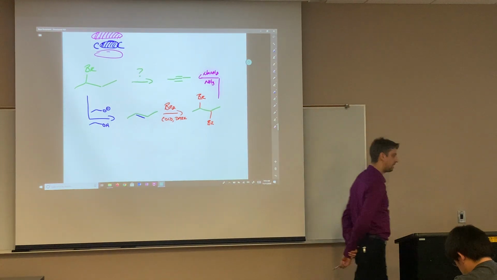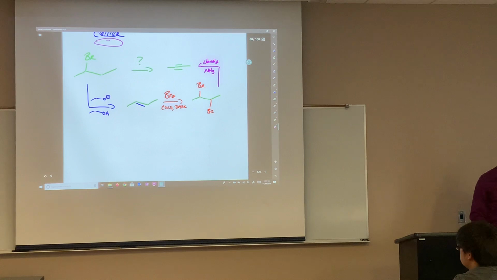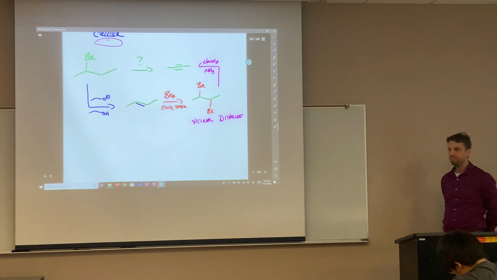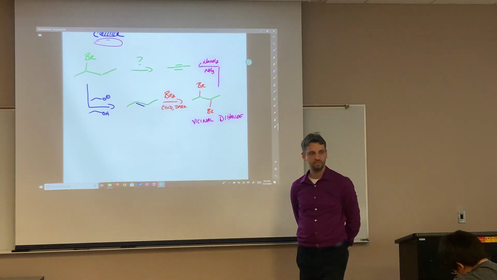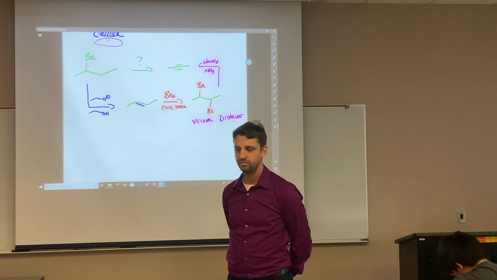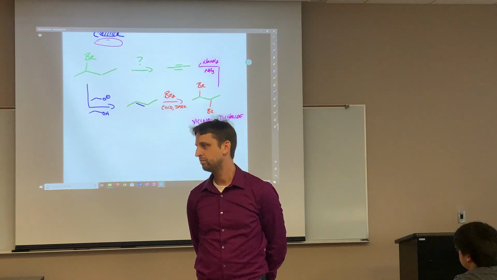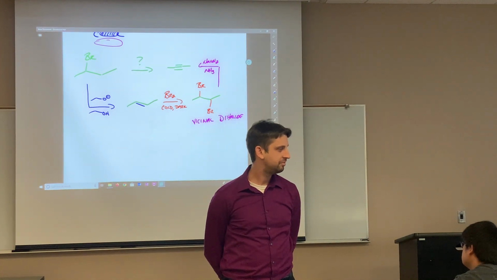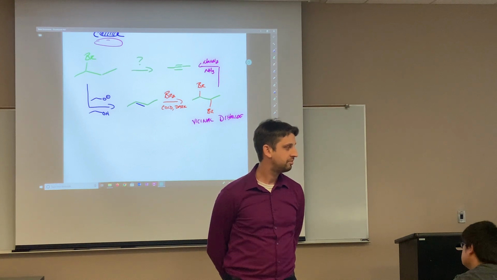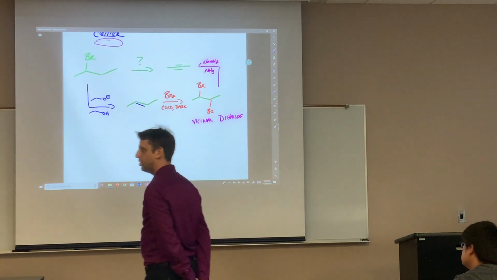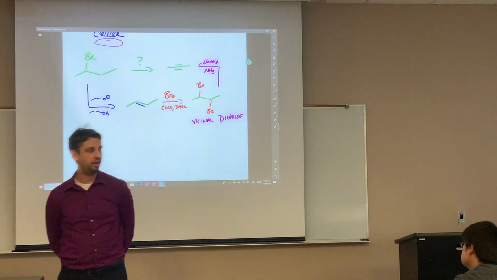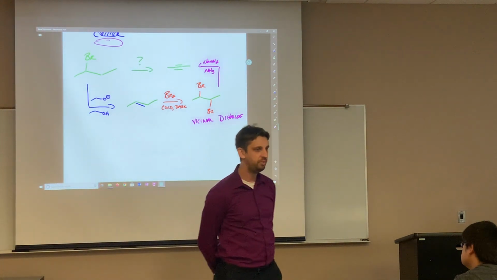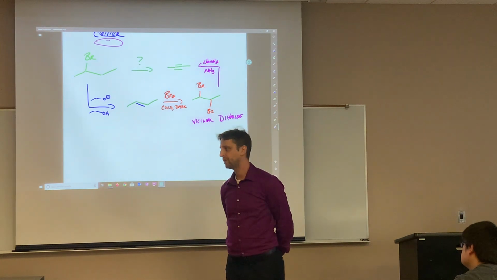So geminal coming off of the same carbon, right? Here we have vicinal. So now we got two ways of making an alkyne, from vicinal dihalides or geminal dihalides. Good?